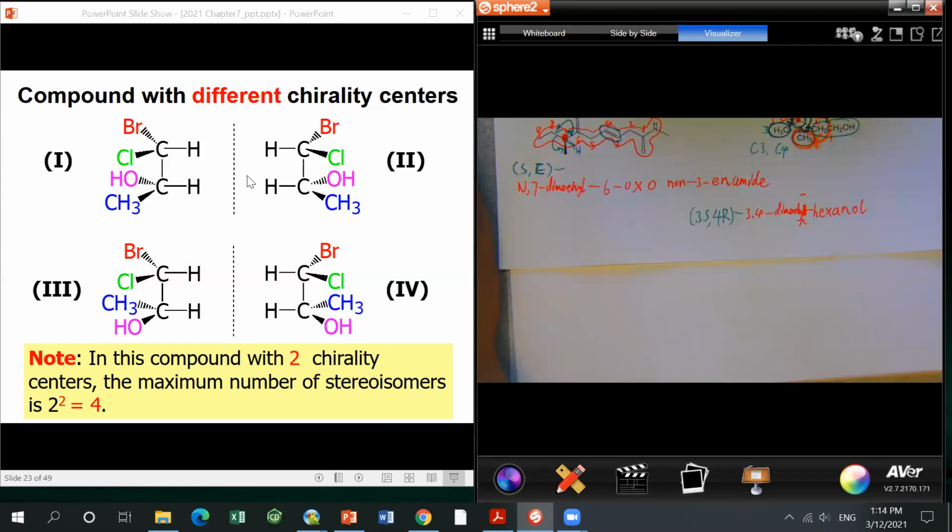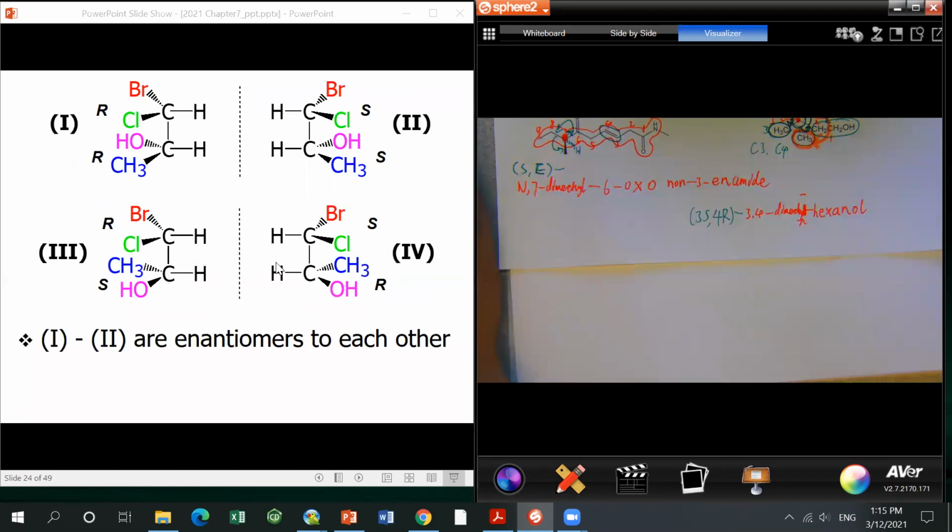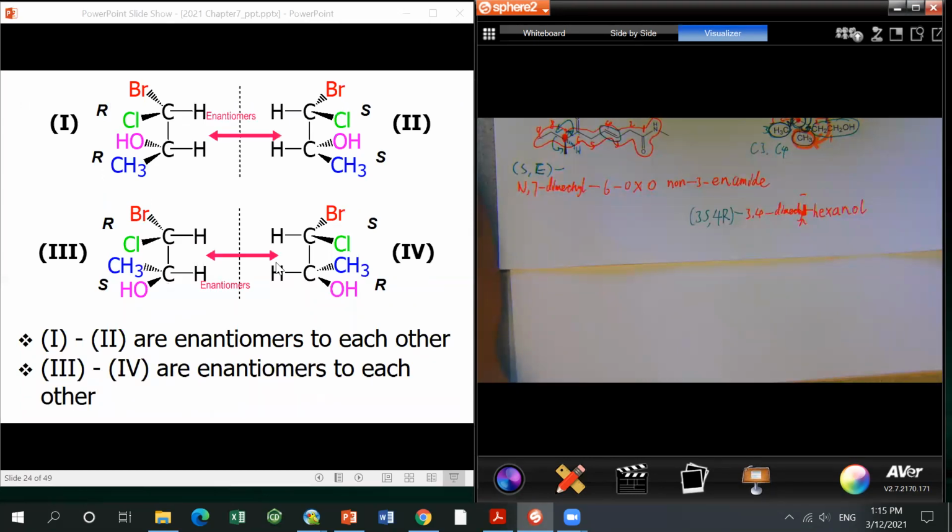If you assign R and S, clearly you can find one is RR, another SS, and RS, SR. RR and SS are clearly enantiomers of each other, because they are mirror images, reflecting all the atoms. Same thing for the RS, SR pair. So here are 2 pairs of enantiomers. Then comes the question: what's the relationship between 1 and 3, 1 and 4, and then 2 and 3, and 2 and 4?